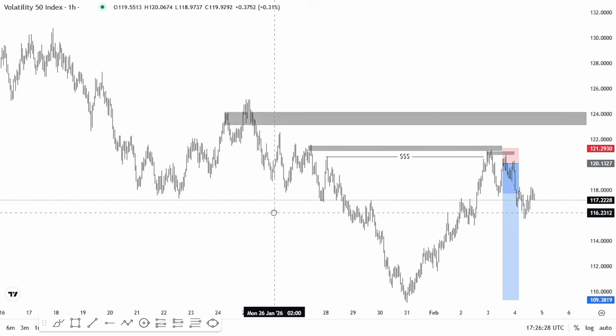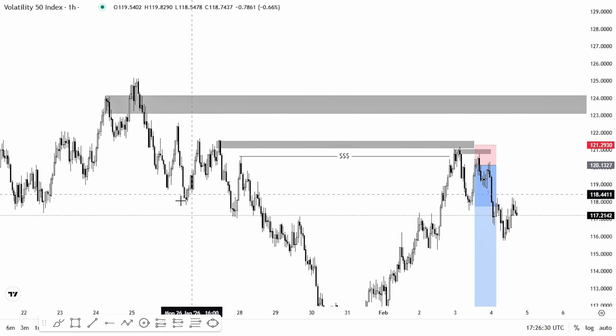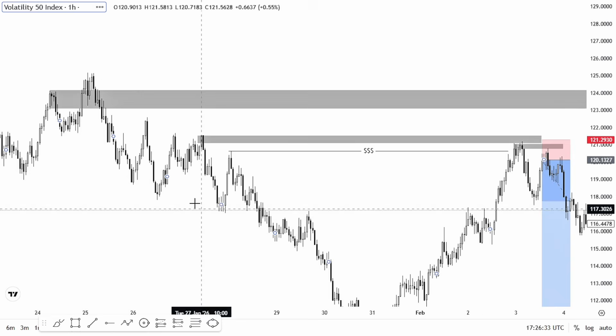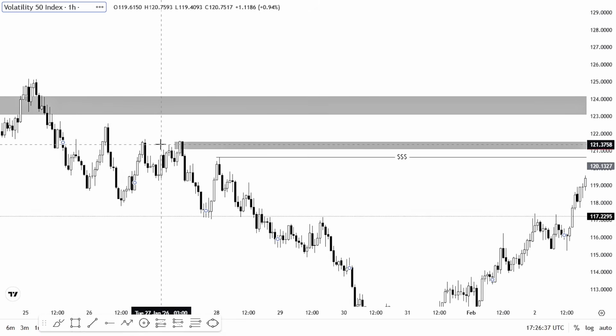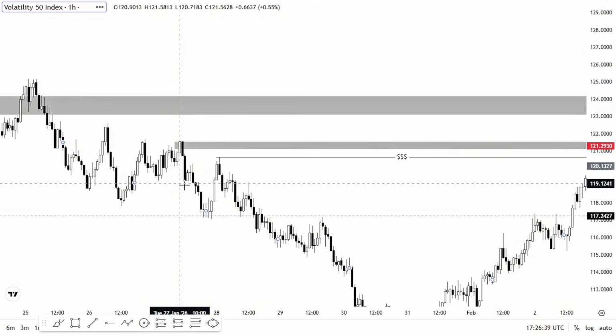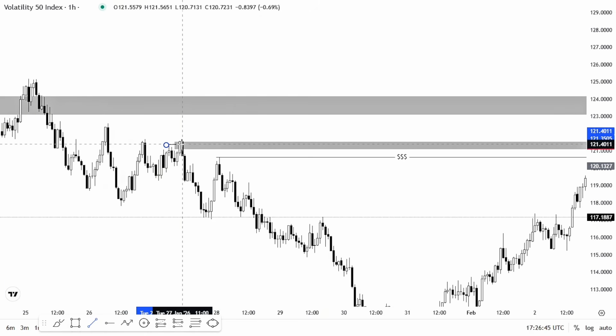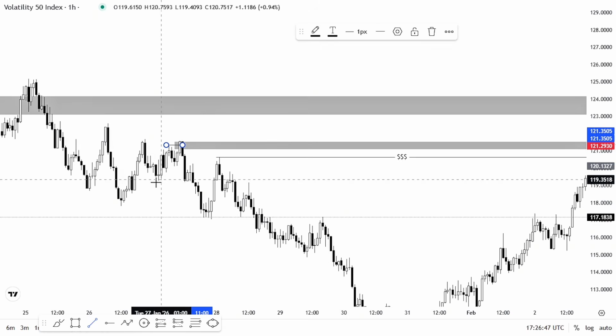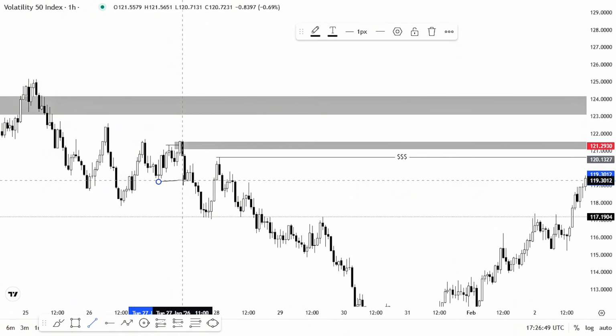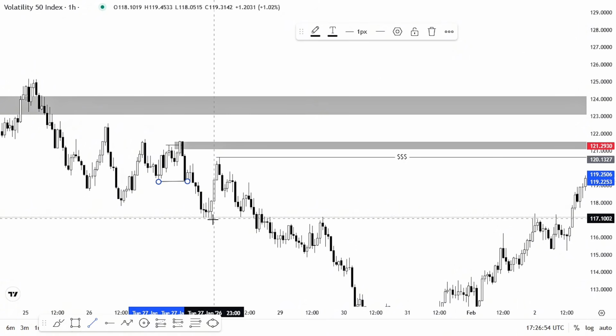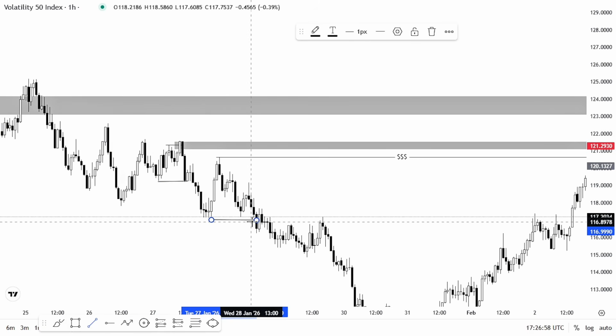Here we have a sweep of liquidity right here, and then we have a market structure shift, and then we have a pullback. Let me just annotate that. We have a sweep here of liquidity, a market structure shift, and then this pullback, and then we have a second break of structure, which is right there.